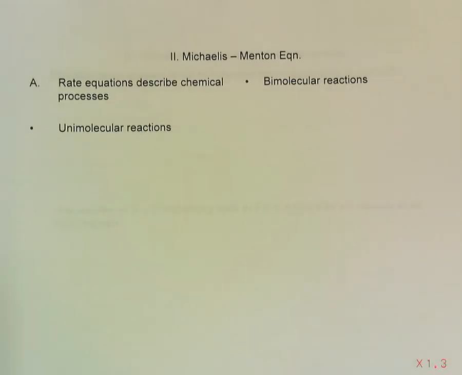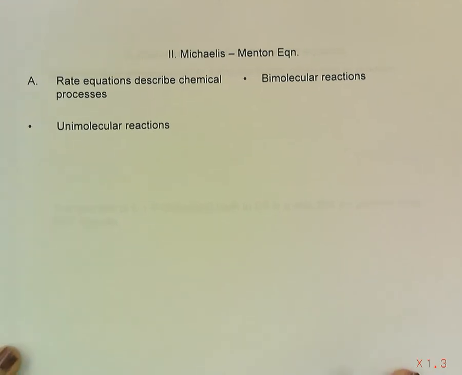So let's talk about the Michaelis-Menten equation, which we will get there in a little bit. We're going to take some baby steps on our way to the Michaelis-Menten equation. All right, so rate equations can describe chemical reactions. And we're going to take a look at two types of reactions first, just to kind of refresh your memory. Unimolecular reactions and bimolecular reactions.